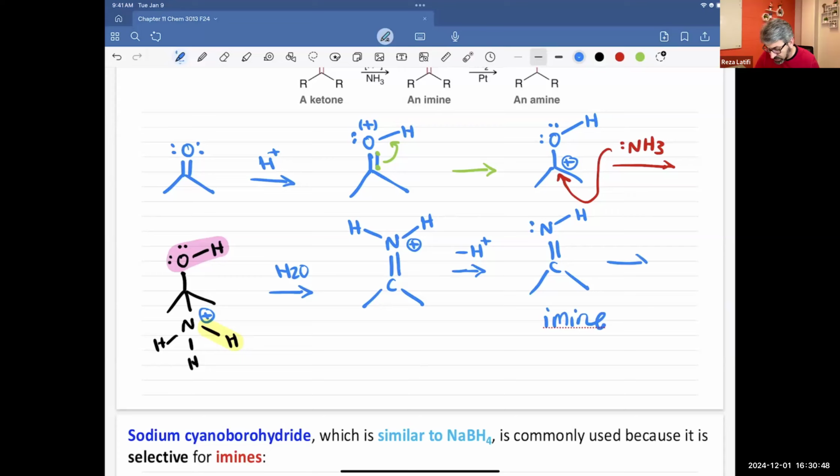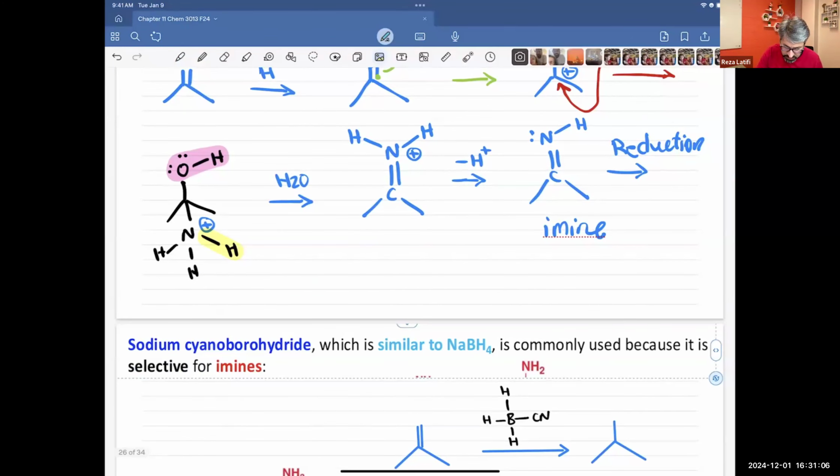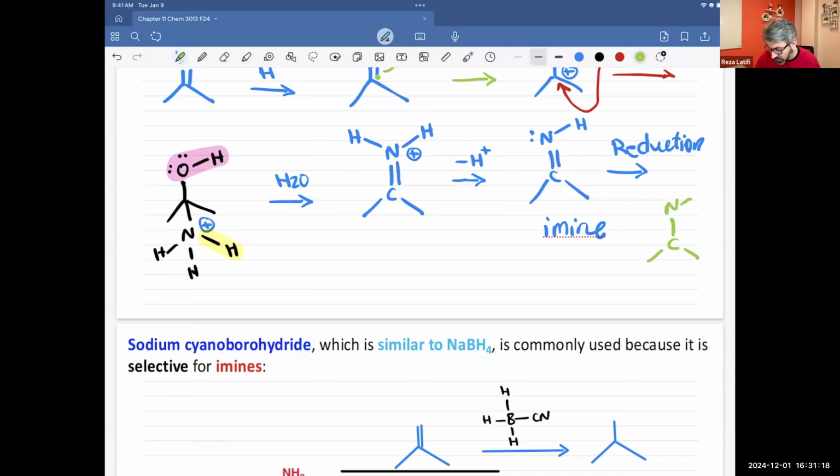Now, this can be reduced through a reduction process and turned into a primary amine. Because I used ammonia, I can turn it into a primary amine. So the final product, I'm going to write it here. It will be something like this. And so it's going to be carbon, and then we get NH. And of course, we have hydrogen here, and this one will be a primary amine.